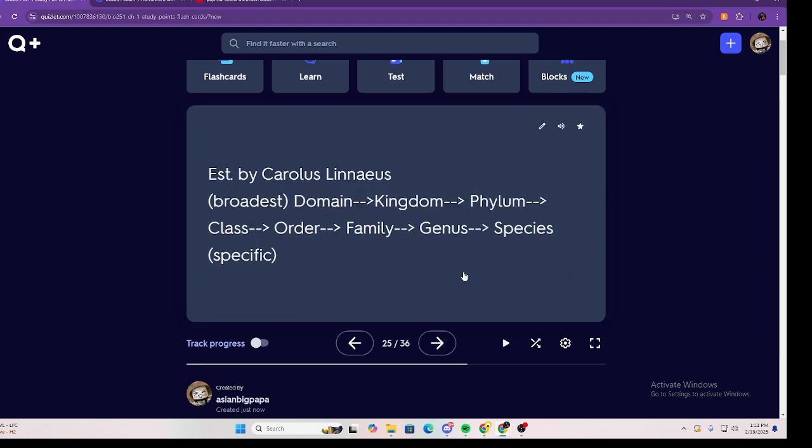What are the taxonomic hierarchies and who established these? So these were established by Carolus Linnaeus again. And so it is from the broadest, domain, and it goes all the way down to specific. So domain, kingdom, phylum, class, order, family, genus, species. And you can have your own mnemonic for that.